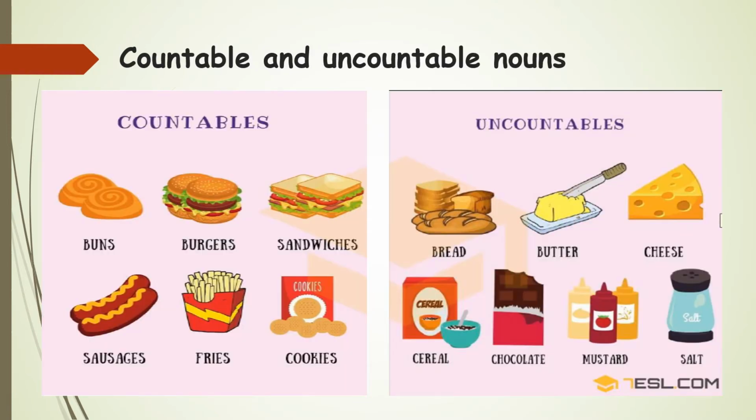Do you still remember countable and uncountable nouns? We have learned this before, so I hope you still can remember what is meaning of countable. Countable nouns means can be counted. Alright, so these are the examples: buns, burgers, sandwiches, sausages, fries, and cookies. While for the uncountable nouns, the things cannot be counted. So these are the examples: bread, butter, cheese, cereal, chocolate, mustard, and salt.